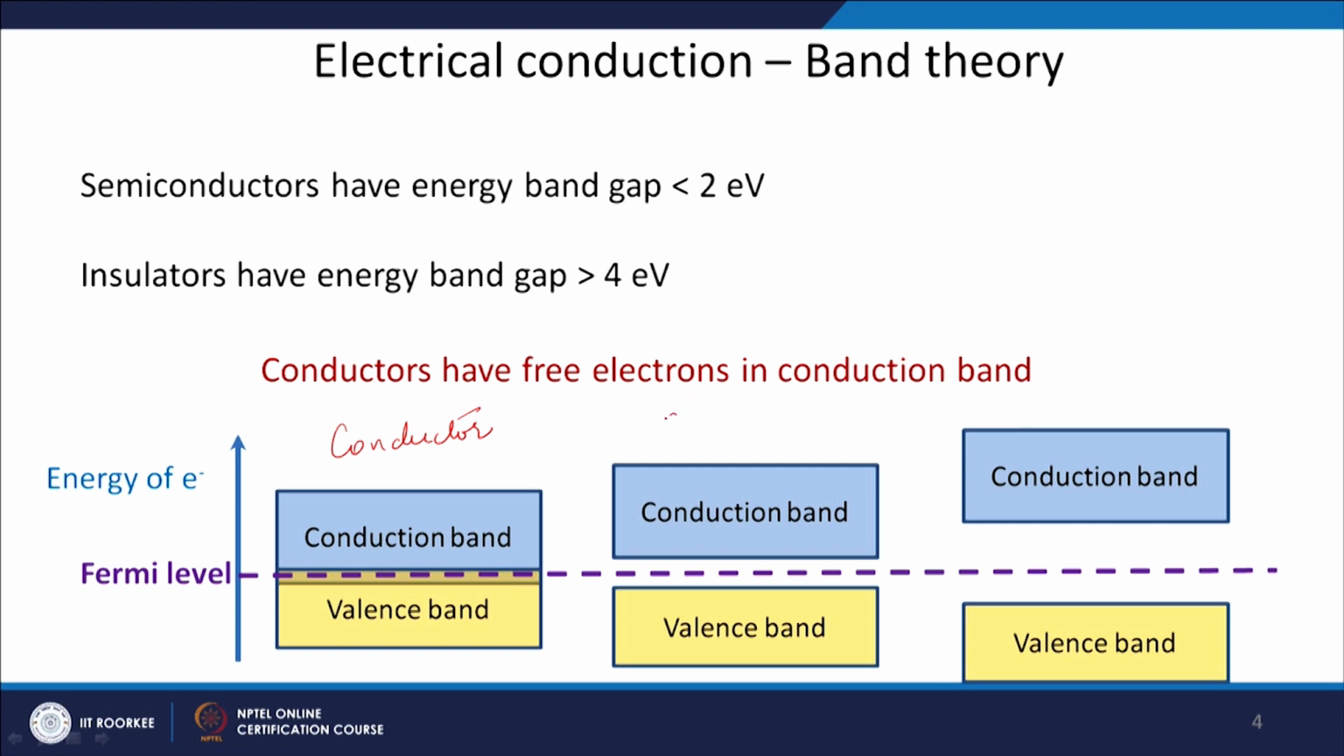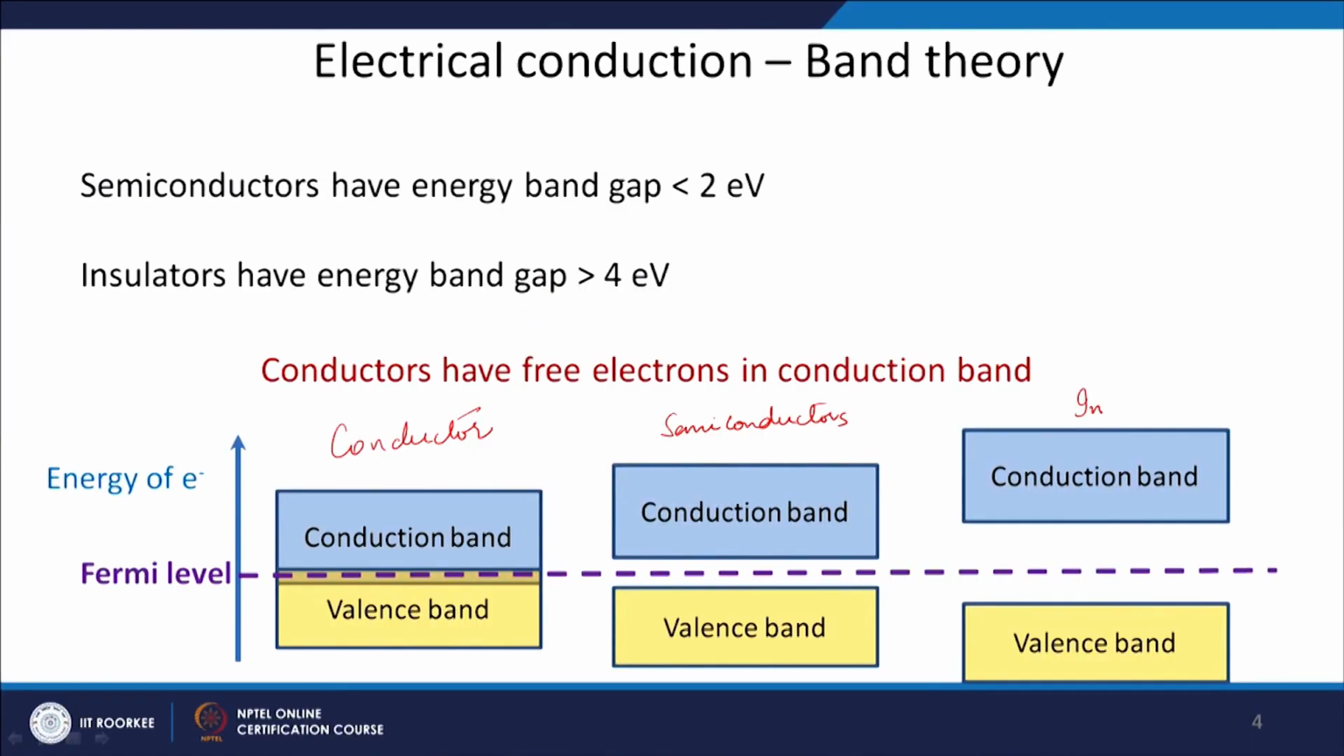Whereas in semiconductors, there is a small gap between the valence band and the conduction band, but the gap is quite small. So if you have any thermal excitation, the electron can jump to the conduction band. At 0 Kelvin, of course, no conductivity will be there, but at any higher temperature this conductivity will start increasing.